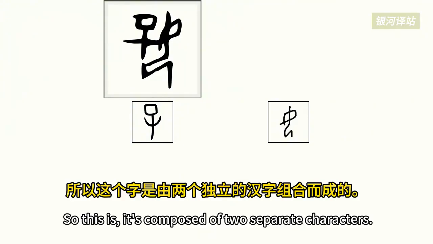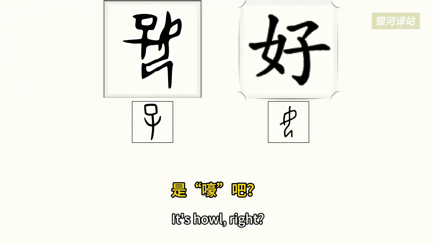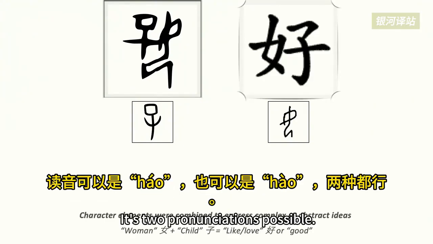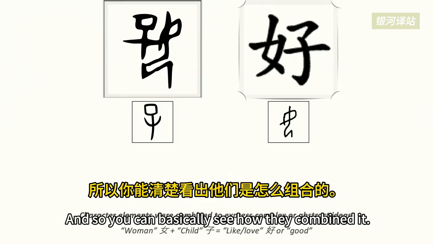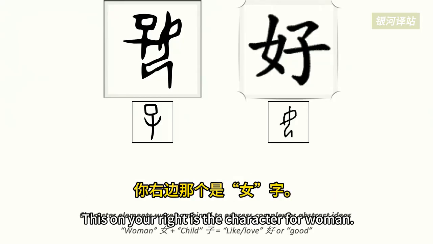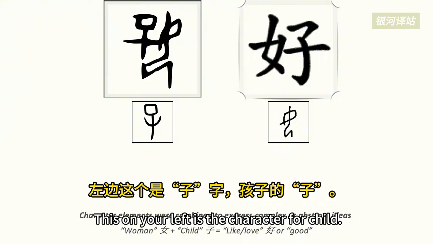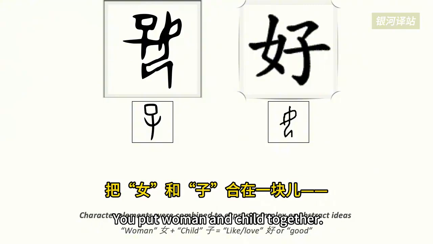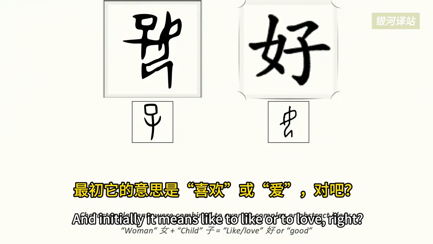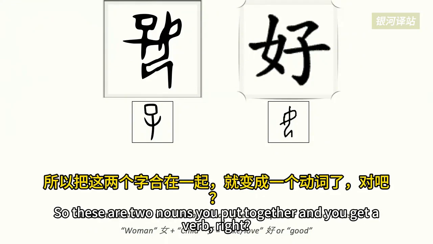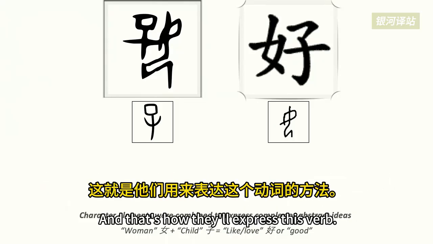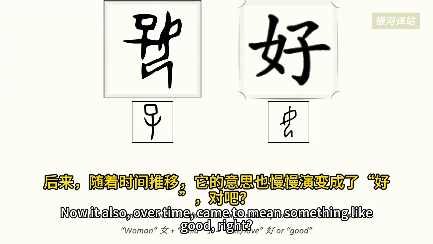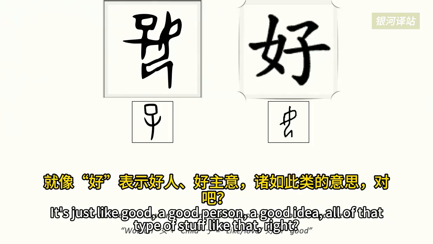So it's composed of two separate characters. It's Hao, or Hao, two pronunciations are possible. And so you can see how they combined it. This on your right is the character for woman. This on your left is the character for child. You put woman and child together, and initially it means to like or to love. So these are two nouns you put together, and you get a verb, and that's how they express this verb. Over time it also came to mean something like good, a good person, a good idea, all of that type of stuff.